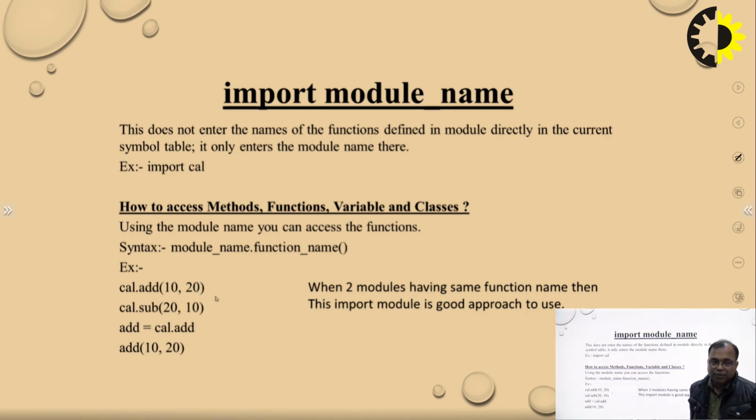For example, suppose we have call dot add. It means we import this whole module, and it is used to add the two numbers 10 and 20. When two modules have the same function name, then we can use it like this, call dot sub. So this import module is a good approach to use. Next we have add equals call dot add 10 20. This is how we access the method, or function, or a variable, or a class in a module.